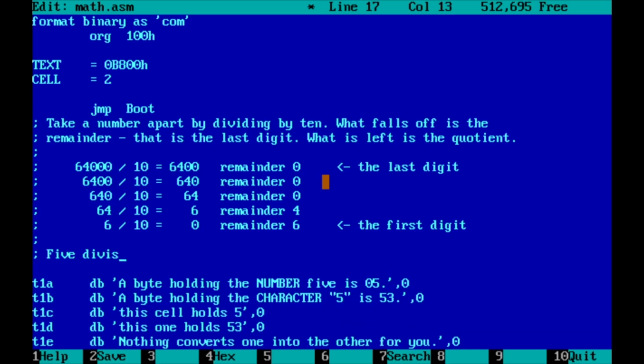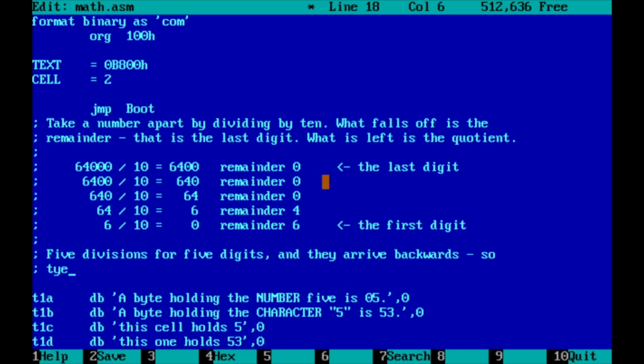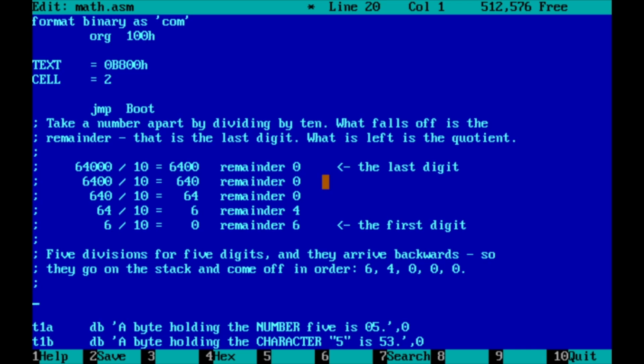5 divisions for 5 digits, and look at the order they came out in: 4, 6. Backwards, so they go onto the stack, and the stack hands them back the right way around. And then each digit has to become a character, which is one addition. 6 plus 48 is 54, and 54 is the code of the character 6.